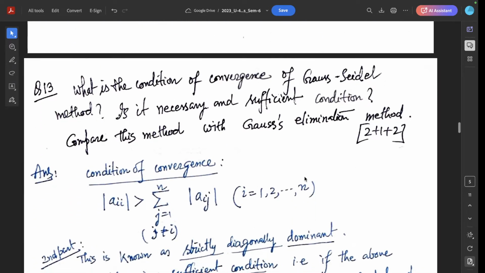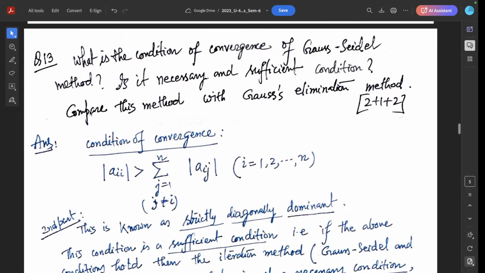Next question 13. What is the condition of convergence of the Gauss-Seidel method? Is it a necessary and sufficient condition? Compare this method with the Gauss elimination method. The condition of convergence is strict diagonal dominance: the modulus of a_ii is greater than the summation over j = 1 to n, j not equal to i, of the modulus of a_ij, for i = 1 to n.